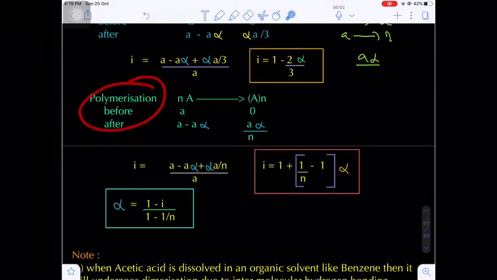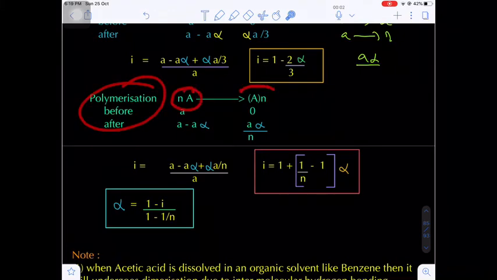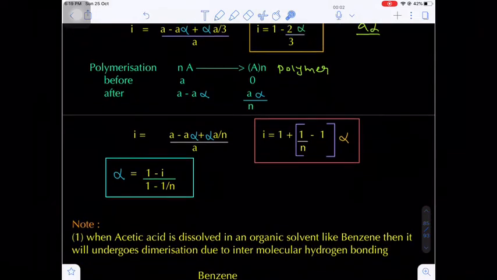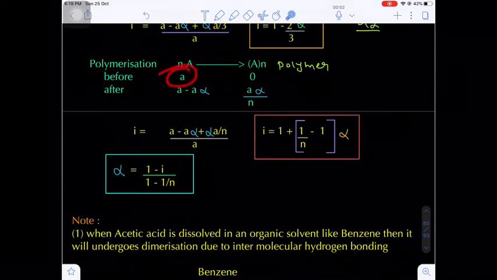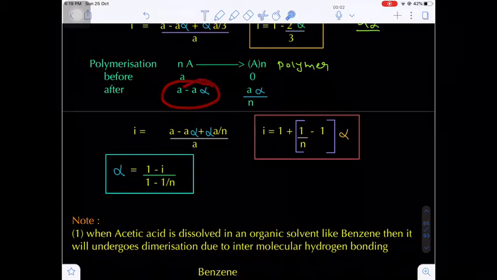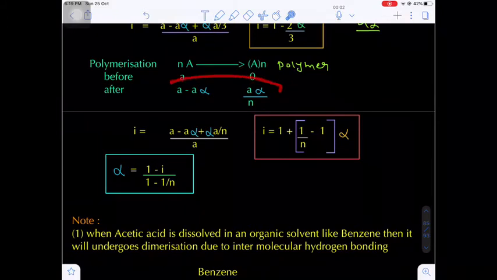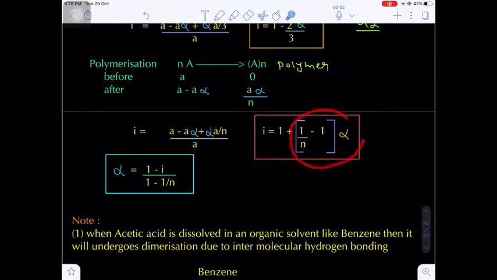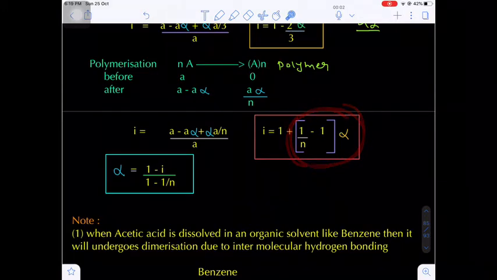And the general example, polymerization. So N into A will be equal to A in AN. That means this is a polymer. This is a huge large molecule, a polymer. For such a case, the total number of initially A moles, A minus A alpha after association, A alpha by N polymer particles, the total number of particles will be after association A minus A alpha plus A alpha by N. After simplification you will get iota value equal to 1 plus 1 by N minus 1 into alpha.